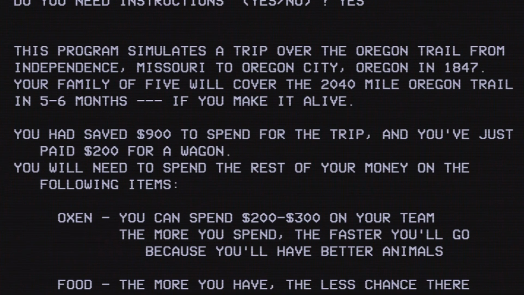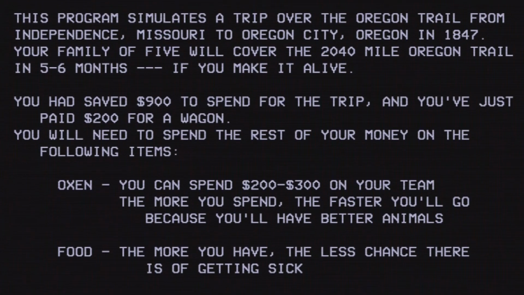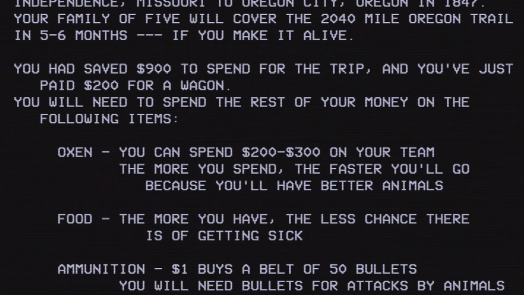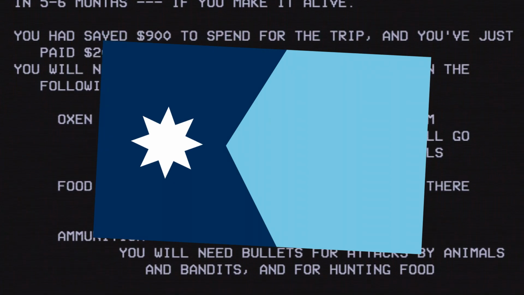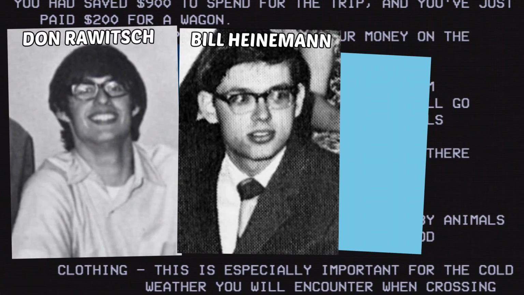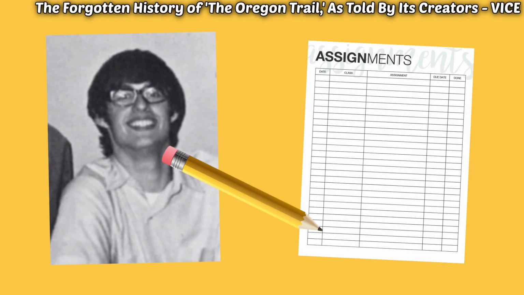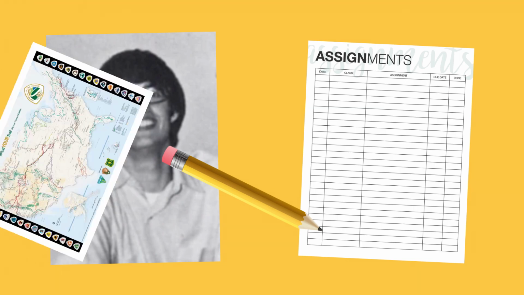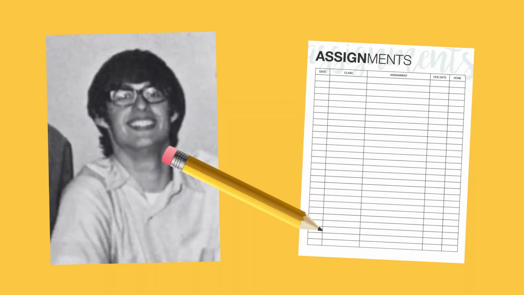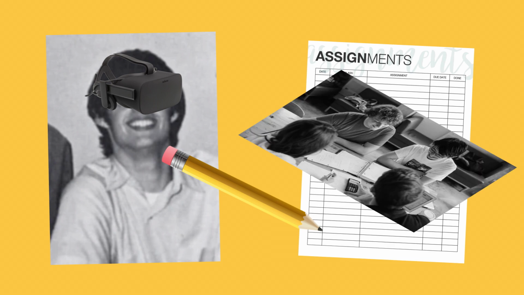Well, the Oregon Trail was a text-based adventure game developed by 3 student teachers from Minnesota in 1971, namely Don Rawich, Bill Heineman, and Paul Dillenberger. It was part of an assignment Rawich had been working on late into the fall semester to teach an 8th grade class about the Great Western Journey to the West and his desire to make a more interactive experience rather than a boring group project.